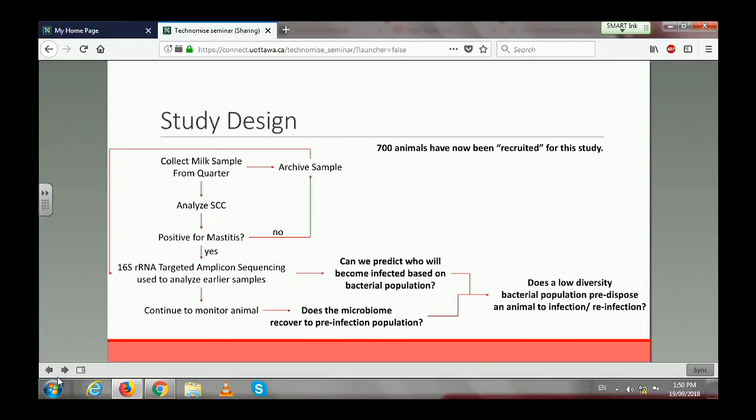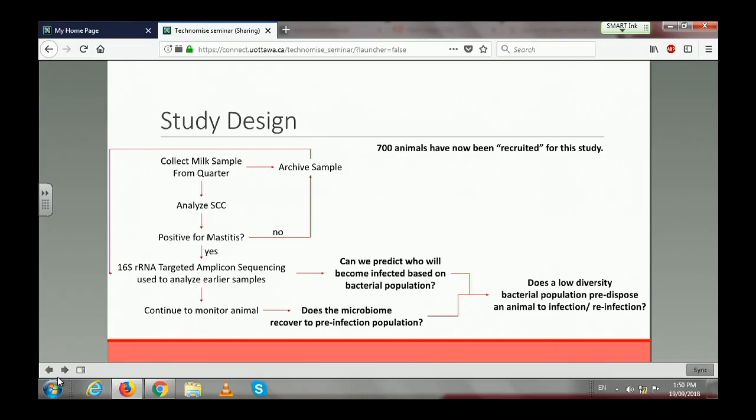Collect them, stick them in the fridge and freezer. When they're in the freezer, we're going to analyze the somatic cell count. So somatic cell count is basically how many immune molecules are in the udders, which is an indication of infection. If there's higher somatic cells, there's likely infection.